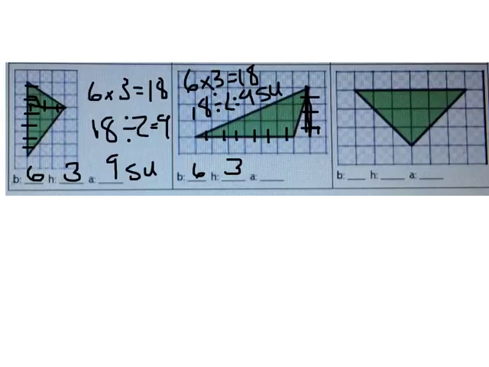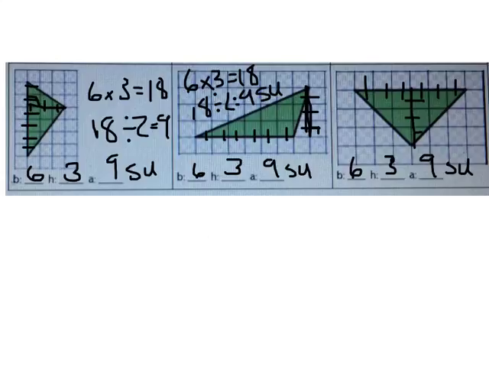Now let's try another. What's the area of this triangle? What's the base? The base is 1, 2, 3, 4, 5, 6. What's the height? The height is 1, 2, 3. Remember that I never count a slanted line. What's the area? 6 times 3 is 18, and 18 divided by 2 is 9 square units.